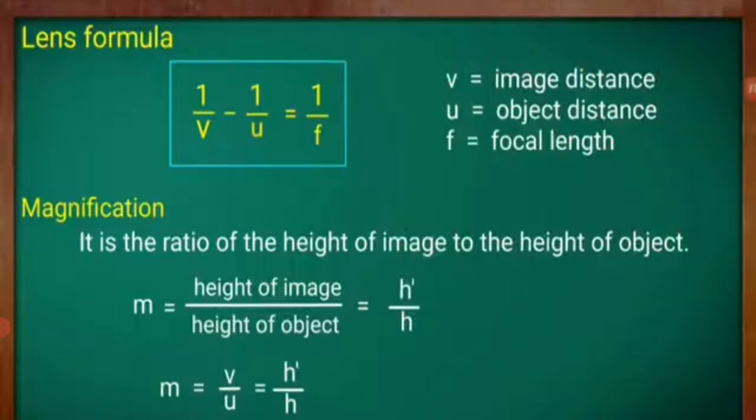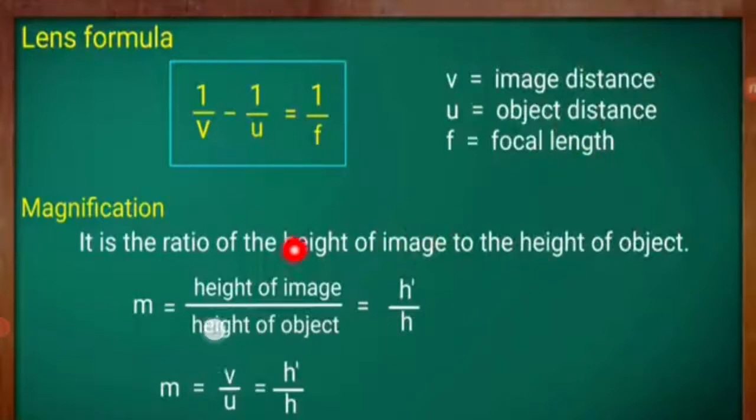So here also v is referring to the image distance, u is the object distance, and f is the focal length. Image distance, in the sense, is the distance of the image from the optic center. Object distance is the distance of the object from the optic center. The distance between the principal focus and the optic center is the focal length.